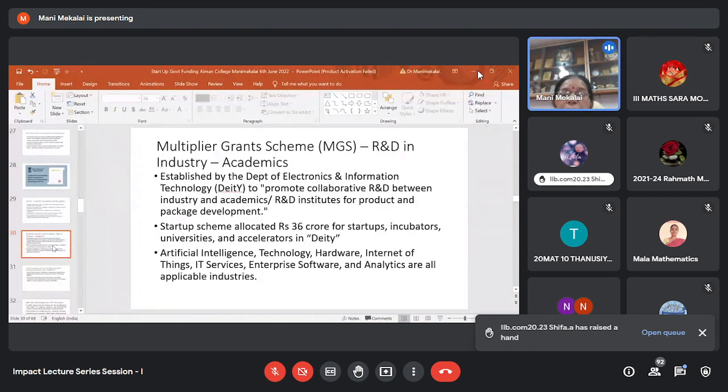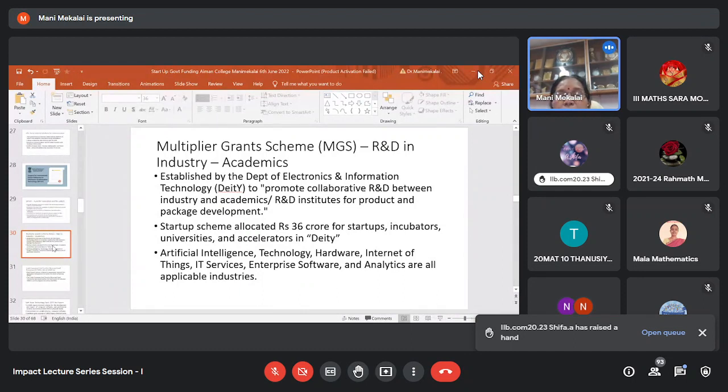It is primarily to promote collaborative research and development between industry and academia. What has been told so far is that there is a lack of industry-institution awareness, in building or integrating them. So that has to be spelled out.